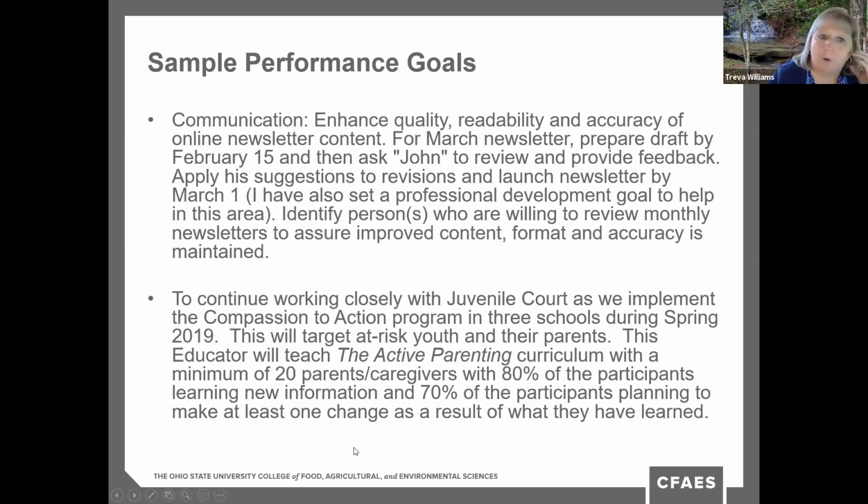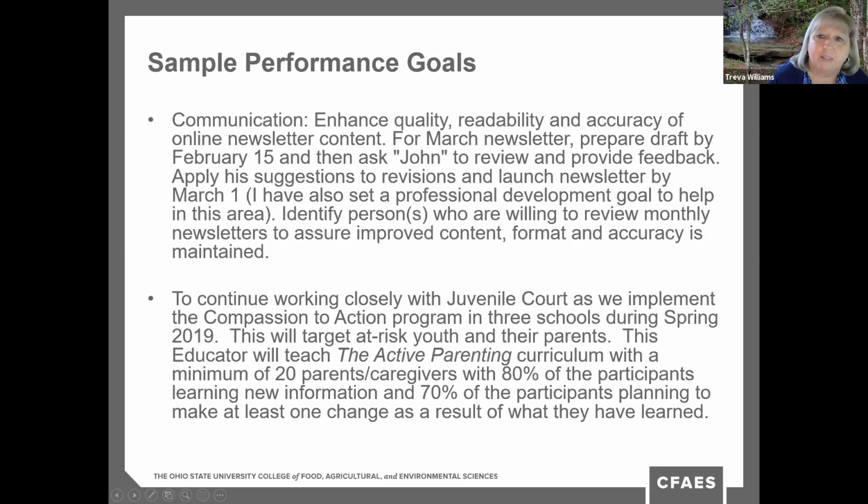The one down at the lower part talks about a program that we do with a juvenile court program. So it's a compassionate action program. It's going to be during the spring of 2019. Now remember, these were made back in January. The exact dates weren't set, but we knew it was going to be spring, not fall. Who are we targeting? We're going to talk about a minimum number of people and then some measurable goals regarding people learning new information and then making a change or planning to make a change. Very measurable, very relevant to the position, in this case as an FCS educator.